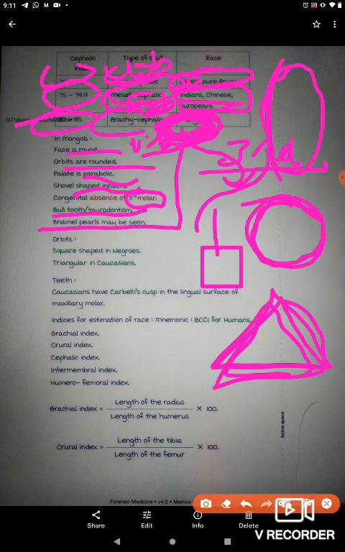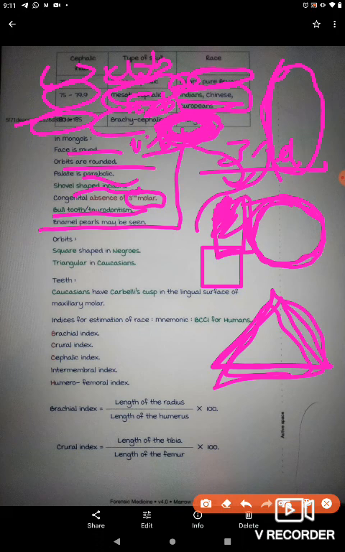Triangular shape orbit is in the Aryans, the Caucasians, and in Mongols there is a round shape orbit. So the Mongol face is round, the orbit is round, the palate is parabolic. In them, the third molar is absent, and they have shovel shaped incisors. And taurodontism, the bull tooth phenomenon, is seen in Mongols.